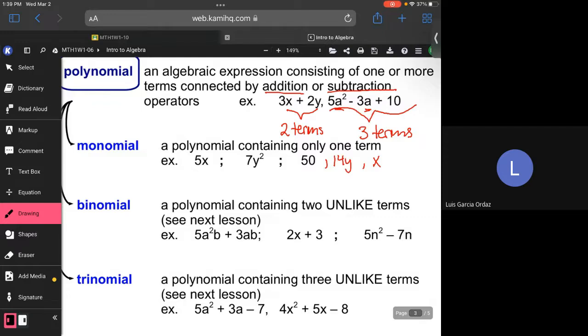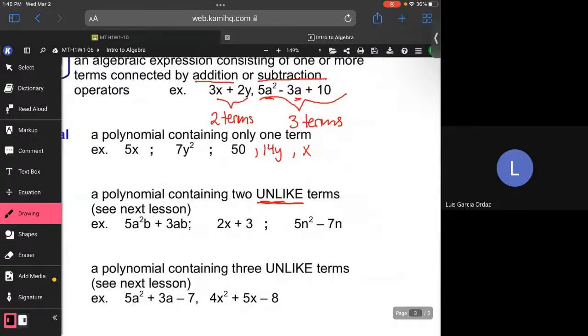A binomial, just like bilingual, is a polynomial that contains two unlike terms. So the terms have to be different, okay? So we have 5ab squared and 5ab. Those are two different ones. 2x plus 3, again, two different terms. 5n squared minus 7n, again, two different terms. Now let's see if you can tell me how many terms this one has. We have 2x plus 7 minus x.